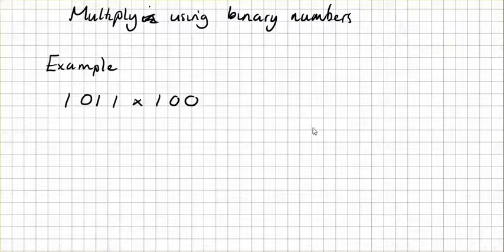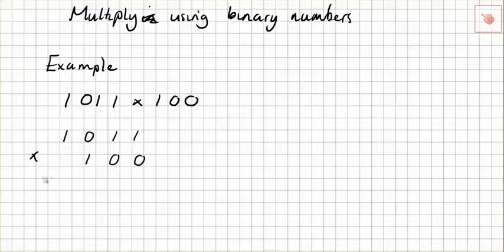Okay, so we need to multiply binary numbers. Right, what would you try and do then? So I'll put in a column. Good, that's a good start, isn't it? So it worked before. So 1, 0, 1, 1 multiplied by 1, 0, 0. So we've got to try and do that.